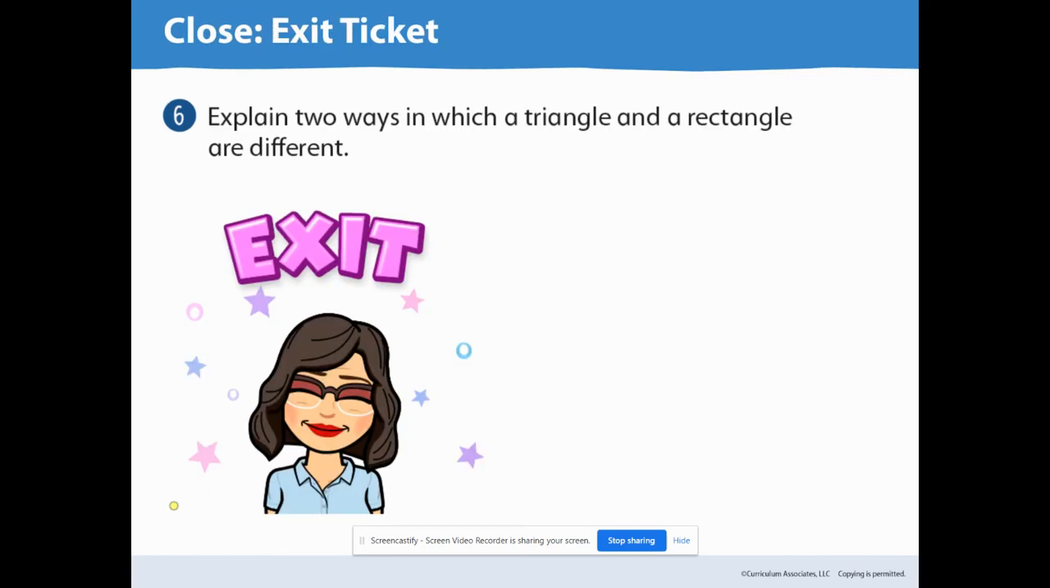And number 6, here's your exit ticket. Explain 2 ways in which a triangle and a rectangle are different. So draw a triangle and a rectangle. I would draw them first using one of our strategies. And tell me what the differences are between a triangle and a rectangle. Please make sure you use words like vertices and angles and sides.